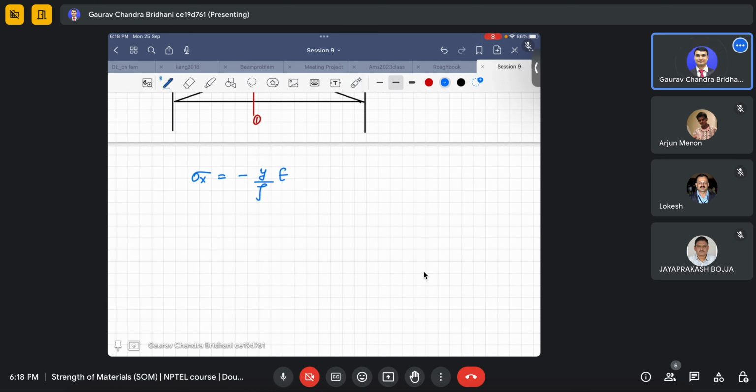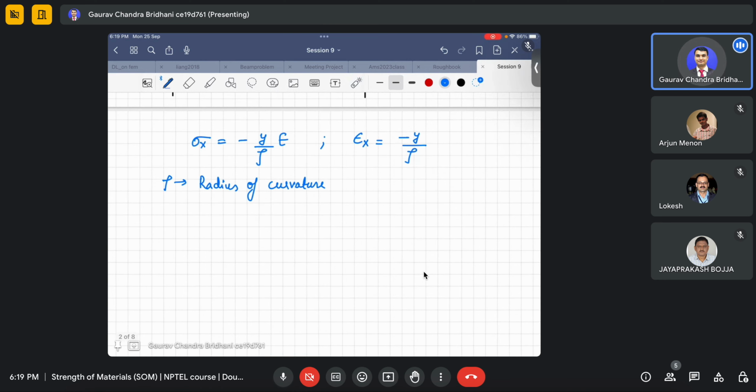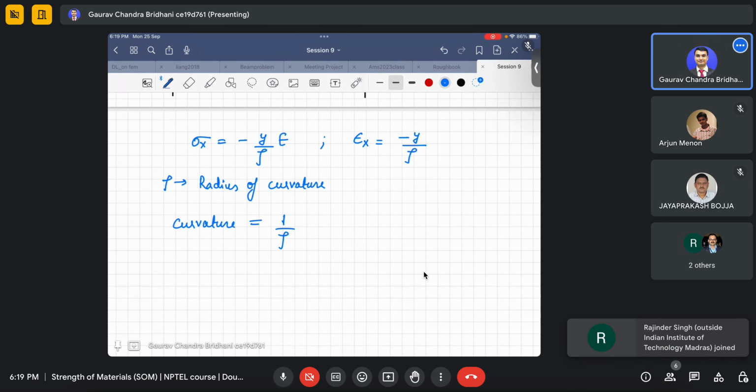Okay, and you know what the strain is also. You know what strain epsilon x is. Epsilon x is nothing but minus y by rho. So basically this you should remember. And what is rho? Rho is the radius of curvature, and curvature will be 1 by rho. This is curvature.